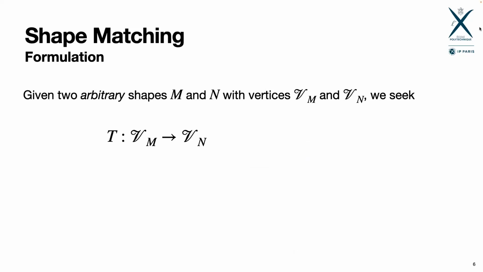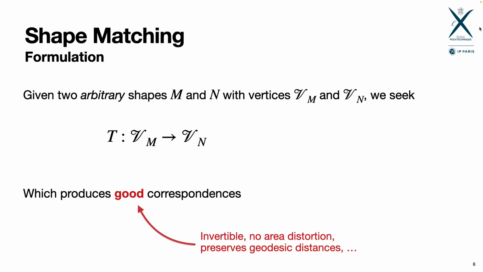So I'm just going to formulate the problem of shape matching slightly more formally. Given two arbitrary shapes, let's just say manifolds, with two sets of vertices, we will take a map T between the two sets of vertices, which produces good correspondence. There are a few things to say here. First, good correspondence doesn't mean much. It could be the natural correspondence, because on two similar objects we know what points should correspond to each other. In practice, you don't know this in advance, so it would be something like an invertible map with no area distortion, that preserves distances, that comes from a good deformation, or a lot of things.